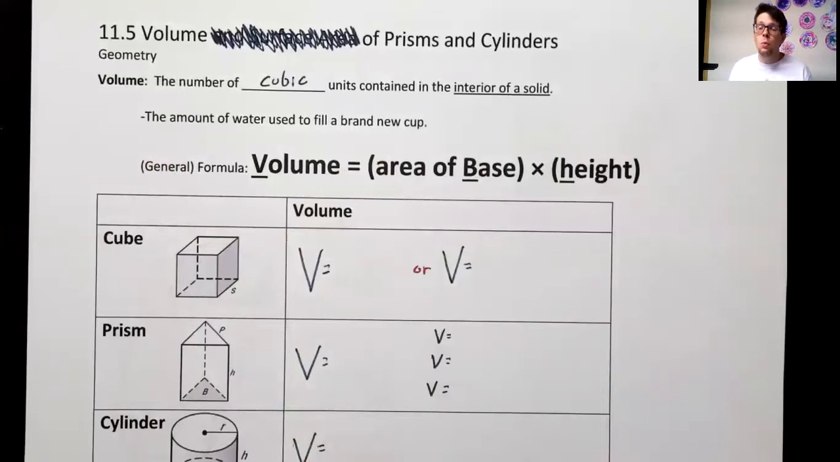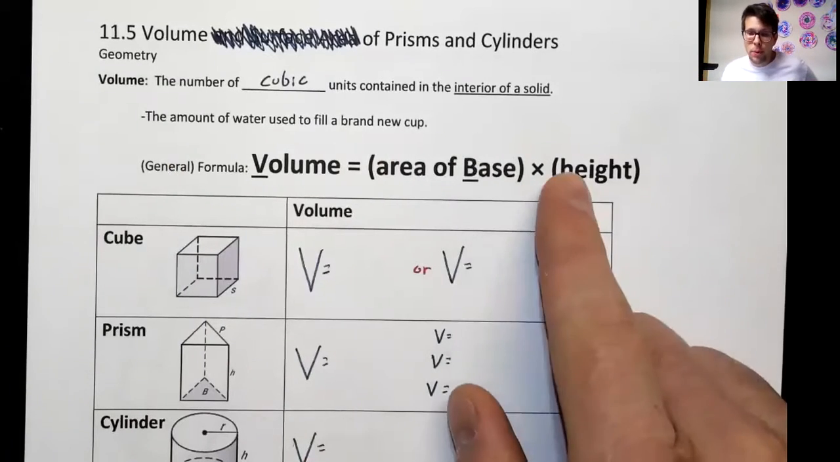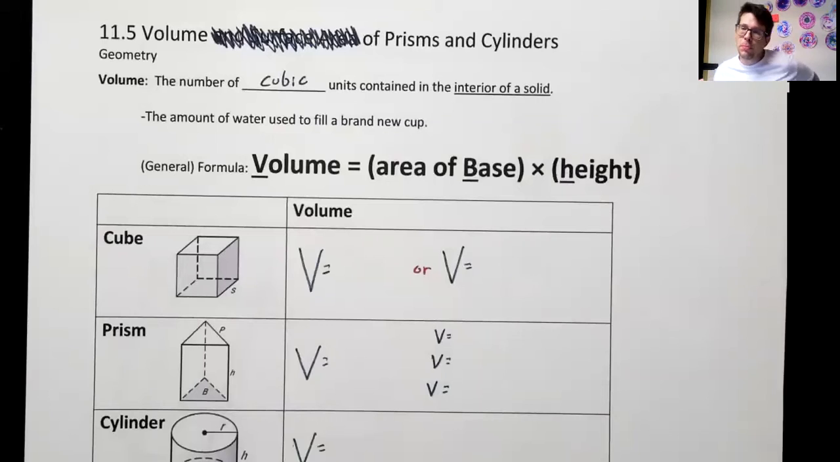And it really doesn't matter what the base looks like. You're going to find the area of it, and then you're going to multiply it by the height, and you'll be good to go. Just a quick note about height. Remember that the height always needs to be perpendicular to the base. That's really key. So if it's not perpendicular, you're going to need to find the height that is. And so that might take a little extra work.